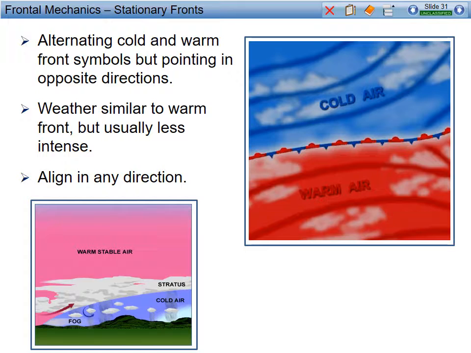side of the line. The weather for these is going to be similar to a warm front, but it's usually less intense. So the stratiform type of clouds, steady precipitation, but less than you would expect to see with a typical warm front. These can align in any direction because they're not moving. So they do not move, but they can align north to south, east to west, or any direction in between. And the wind will be parallel on both sides of the front in this case, since there is no direction of movement.